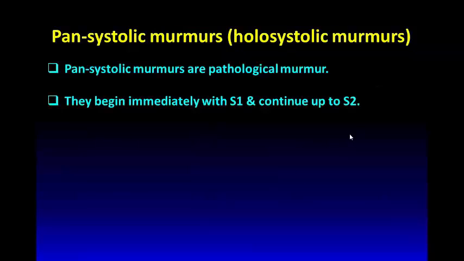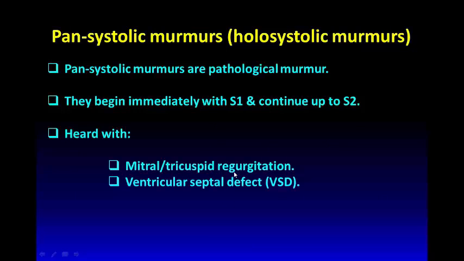In cases of mitral or tricuspid regurgitation or ventricular septal defect, the increased turbulence of blood flow results in pansystolic murmurs. The pansystolic murmurs are pathological murmurs. They begin immediately with S1 and they continue up to S2. So the murmur extends all the way through systole.